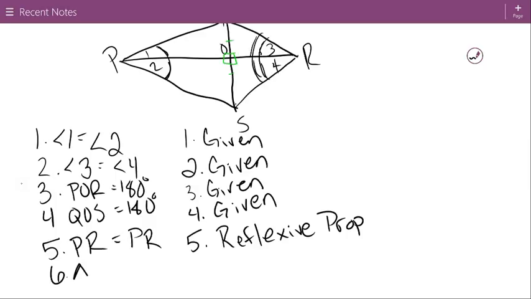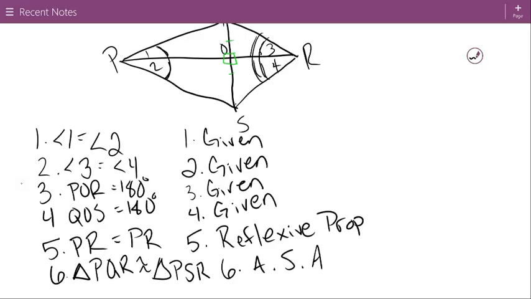Okay, so now we know that that is the same, and so we have 6, triangle PQR congruent to triangle PSR because of angle side angle. Yay!